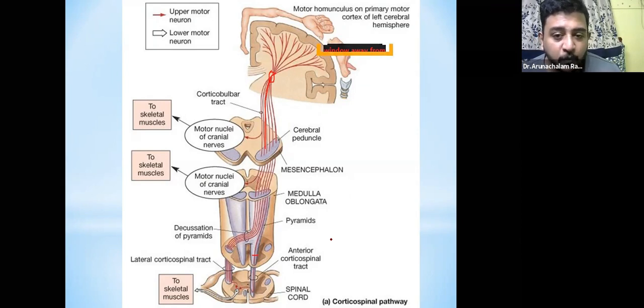So what is the role of this corticospinal tract? The corticospinal tract is involved in fine movements of the body. It is going to bring about movements of the body, and it is going to predominantly influence the flexors of the body. When I say predominantly, that means it also influences the extensors of the body, but its influence is distributed in such a manner that it predominantly influences the flexors.